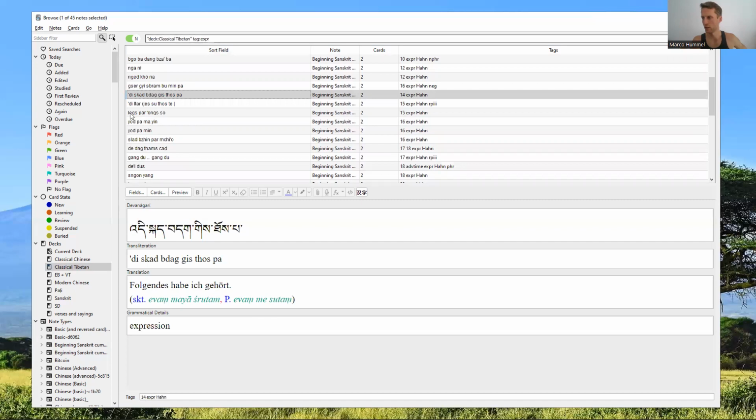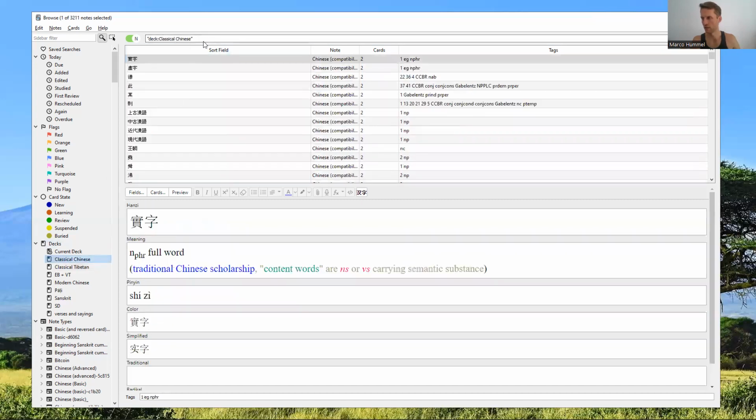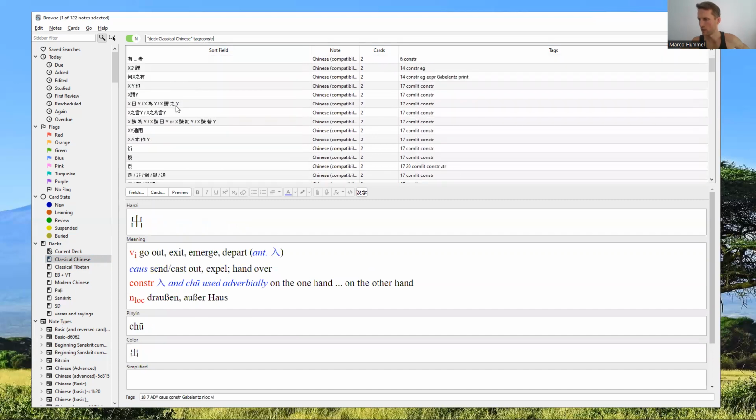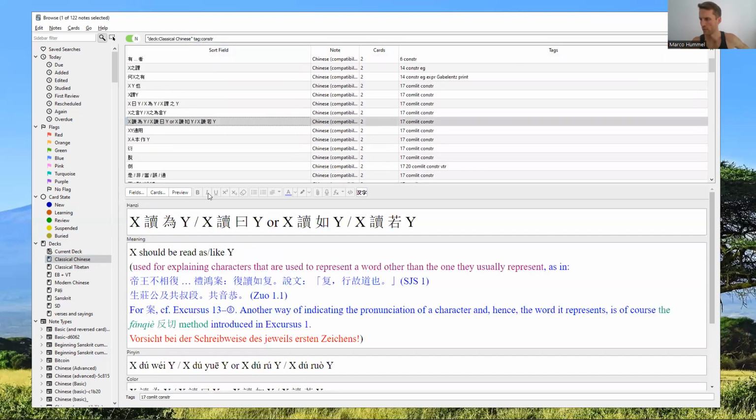And this can also be done in different languages. Again, like in classical Chinese, we can go to constructions and zack, we find it right here. For example, x do way y, or x do in y, or x do ru y. So x should be read like or as like y.